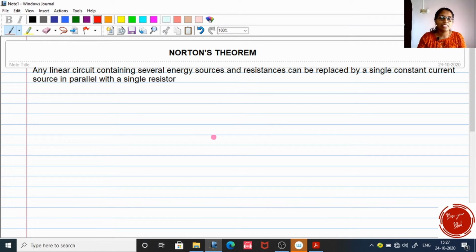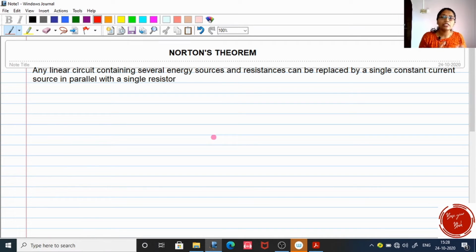So last class in electrical circuits was about Thevenin's theorem. There we discussed that any complex circuitry that contains many resistors and many energy sources like current source, voltage source, etc. Such a complex circuitry can be converted to one single voltage source and a single resistor that is kept in series. Isn't it? That particular circuit was called the Thevenin circuit.